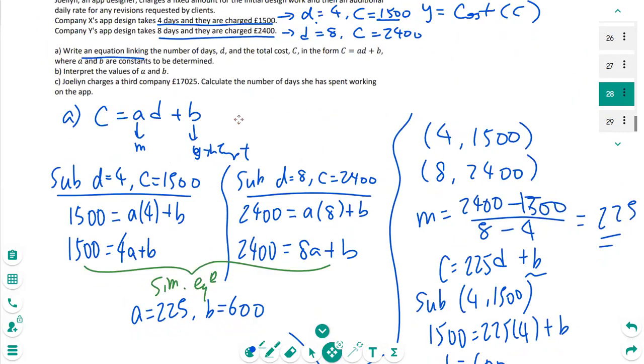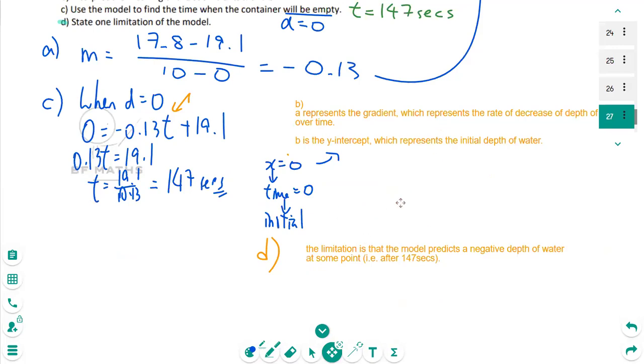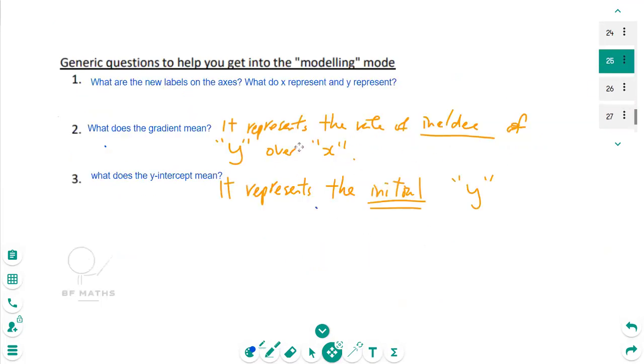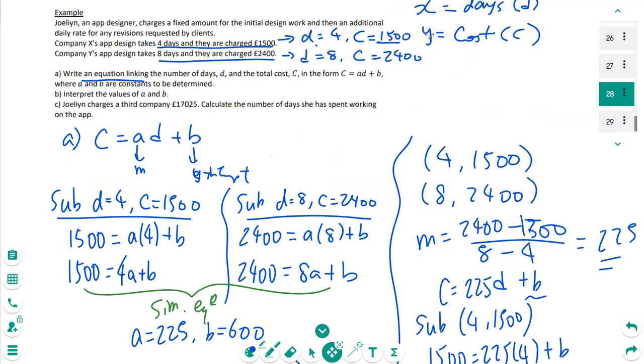Part B: interpret the values of A and B. You should be able to interpret now. Okay, so pause the video, have a go. Okay, if you're struggling with it, have a look at what we did in the previous example and the sentence structure that we used. Okay, when you're ready for the answer, you can press play.